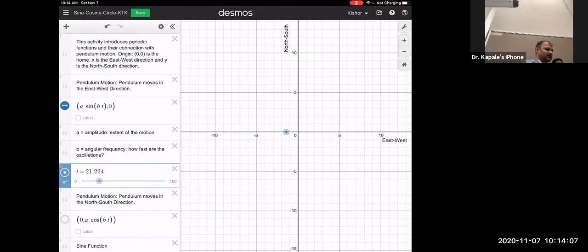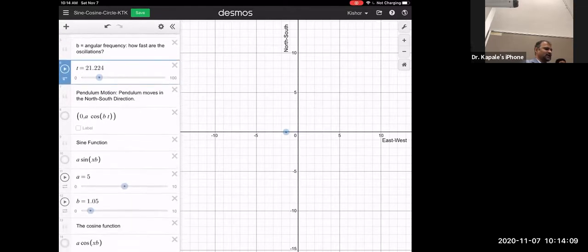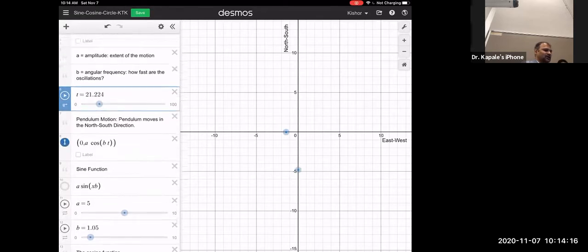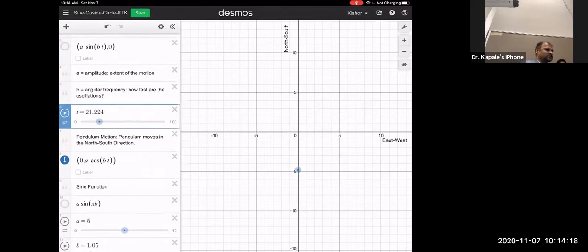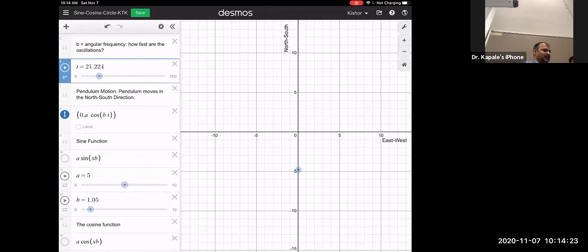And what we're going to do now is think about what happens if we make it go in the north-south direction. So I'm going to turn the other dot on and turn off the first one. You can easily do that by just clicking on the little button on the left of the graph. And let's turn the time on. You can see it's now moving in the perpendicular direction, north-south, as opposed to east-west. So I'm going to turn that off as well.